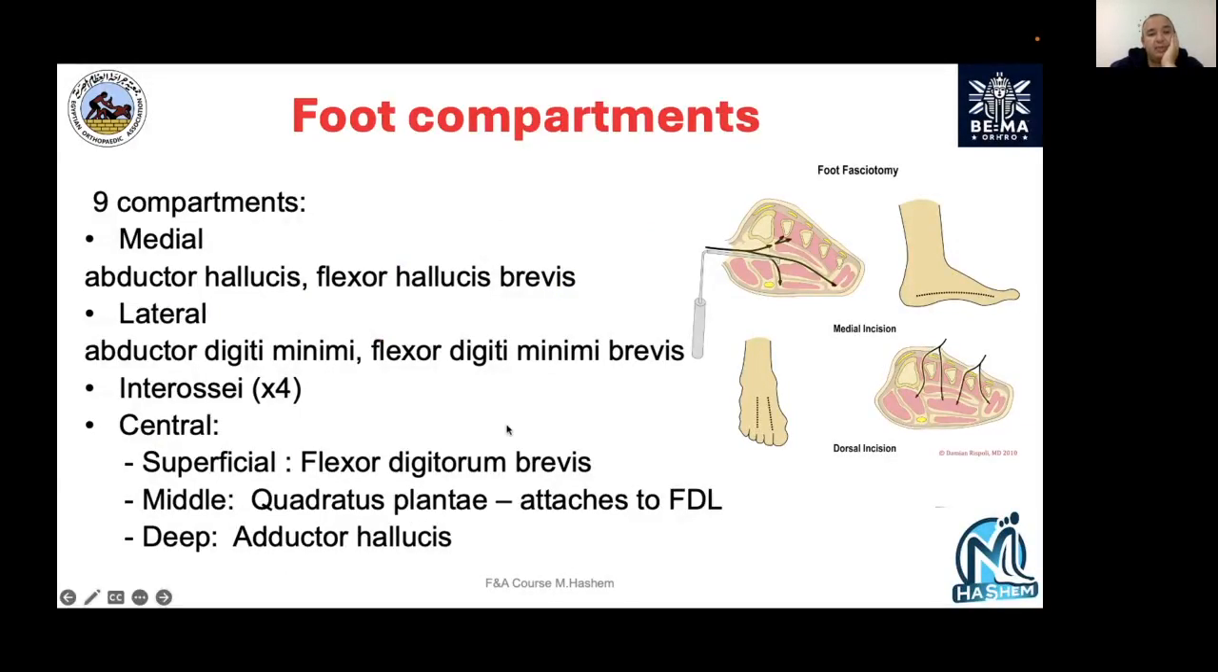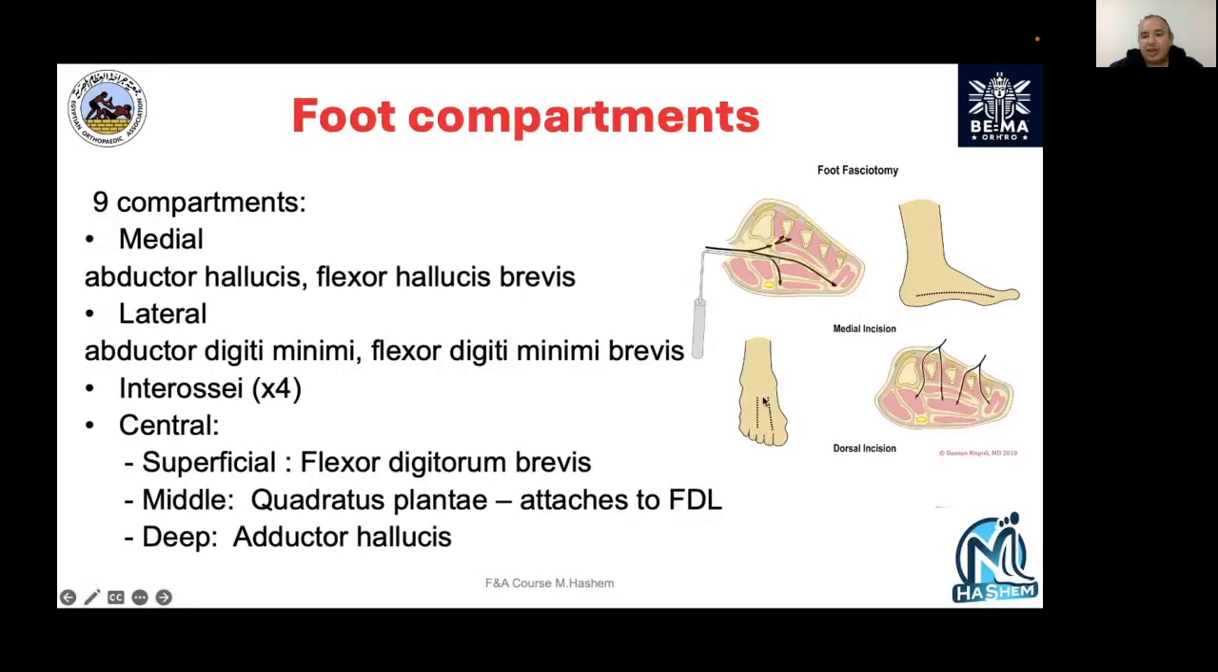So the central compartment has 4 layers: interosseous compartments, as you can see, and then superficial, middle, and deep central. Then you have the medial compartment and the lateral compartment. Medial compartment, lateral compartment, and central compartment in 4 layers: interossei, deep, middle, and superficial. So all are 9.